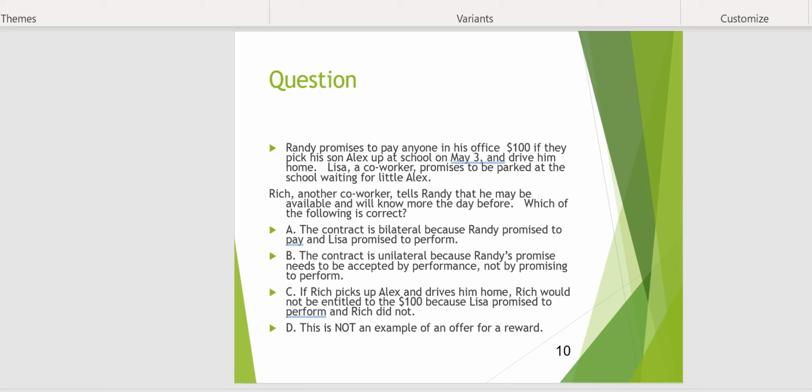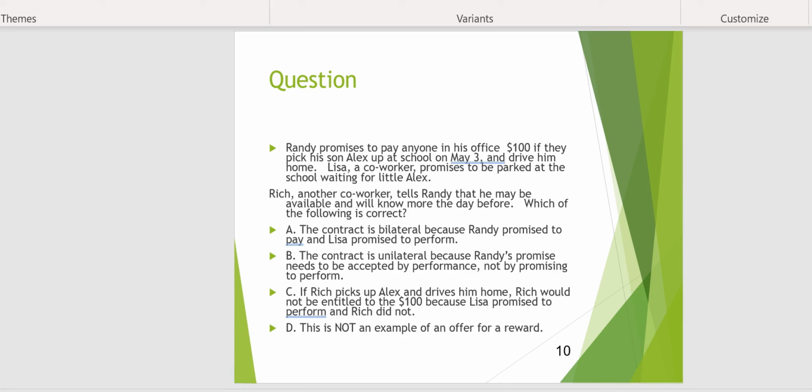The contract is unilateral because Randy's promise needs to be accepted by performance, not by promising to perform. Yes, that's a pretty strong choice right there, letter B. C, if Rich picks up Alex and drives him home, Rich would not be entitled to the $100 because Lisa promised to perform and Rich did not promise to perform. Now, C's out because this is a unilateral agreement. So promising to perform doesn't help you here. You actually have to perform. And D, this is not an example of an offer for a reward. No, this is an example of an offer for a reward. So B is the best answer.